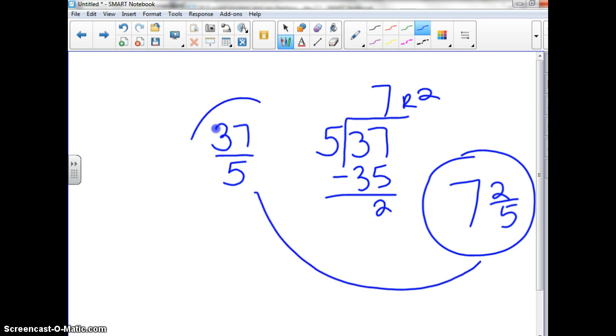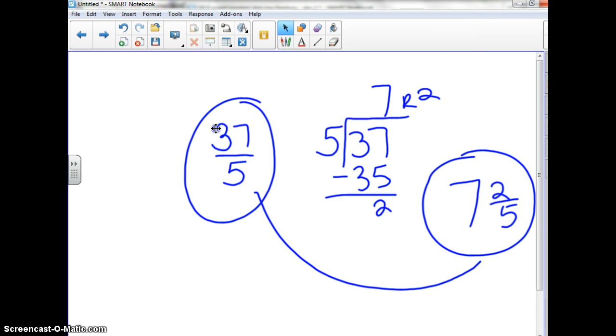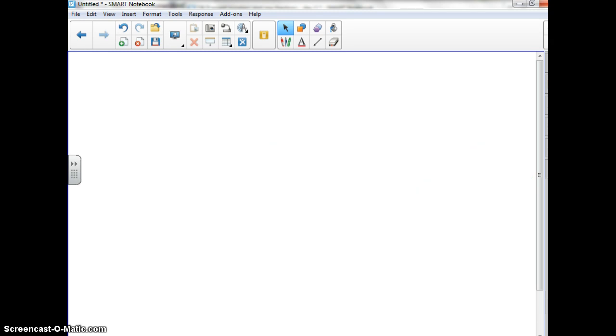This is the same thing as this. They are equal to each other. In some ways, this number, 7 2/5, is easier to work with. But in other ways, this one, 37/5, may be easier to work with. We're going to learn about that as we move on with fractions. Okay, clear your screen. Let's do another example. Question? I know how you get that number. You do your 5 times 7 and then add your remainder. Okay.